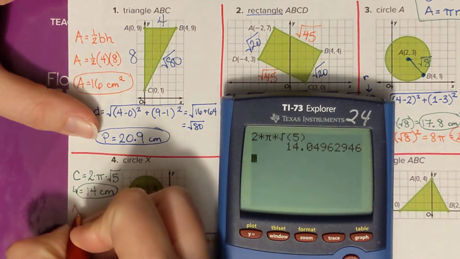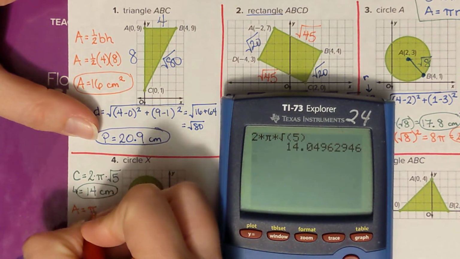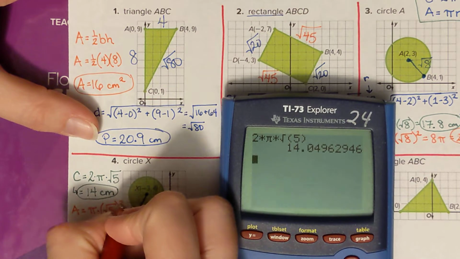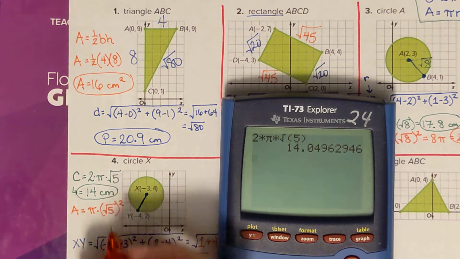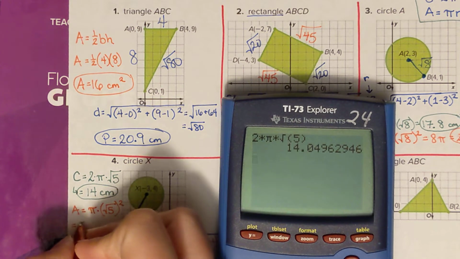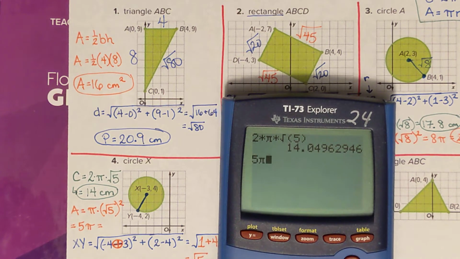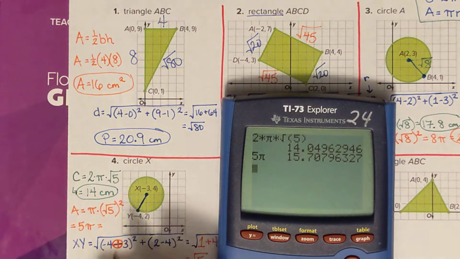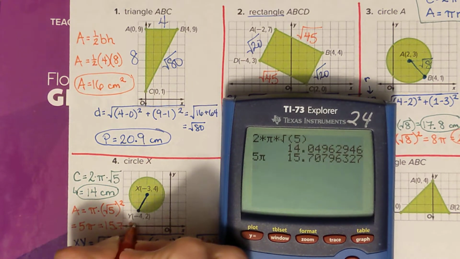All right, and then do the area. So the area, remember, is pi r squared, so we're going to do pi times our radius, which is the square root of 5, all of that squared. Remember, whenever you square a square root, they cancel each other out, and all that's left is that number. So you should get 5 pi, which put it into a calculator, should get 15.7, because again, we're going to round to the nearest tenth. So 15.7, and again, it is centimeters squared.